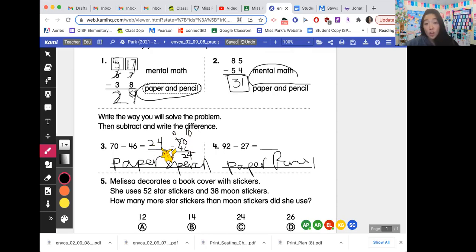Now, if you're not sure, you can always check your work. We did that yesterday. 6 plus 4 equals 10. So you would give one more to the 10s, 4, 5, 6, and 7. So that would give you 70. So our answer is 24.